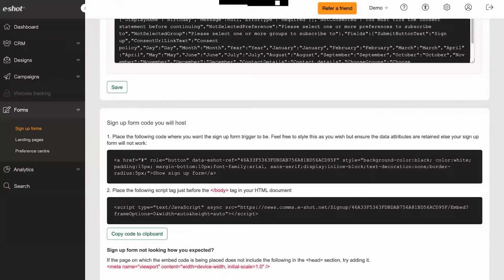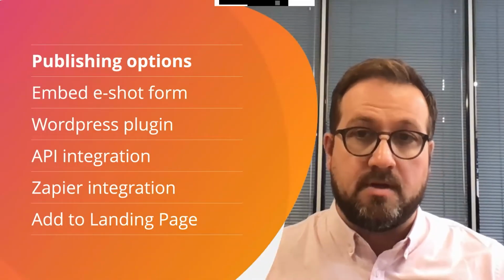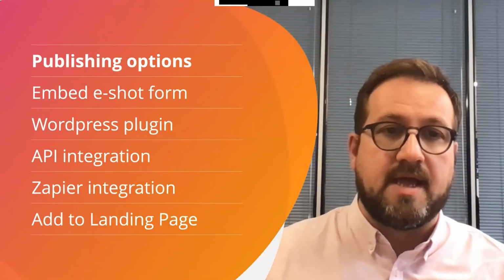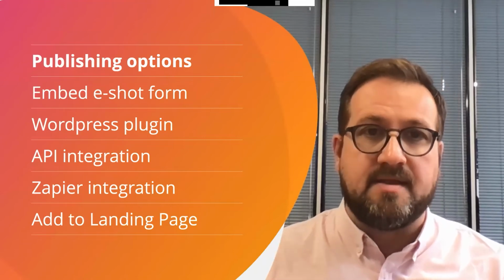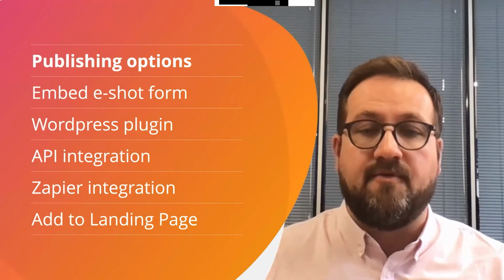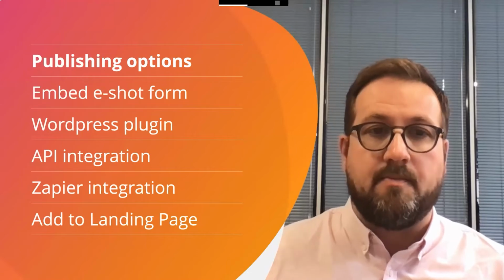But as I say, the options for publishing a sign-up form, and indeed for getting sign-ups in the more general sense, have diversified somewhat over the last couple of years. So eShop now supports a whole range of different publishing options. We've got the embed option, as we just looked at. We also have a WordPress plugin. So if you do use WordPress as your CMS, then you can easily get to the various sign-up forms that you've published and add them to WordPress nice and easily.